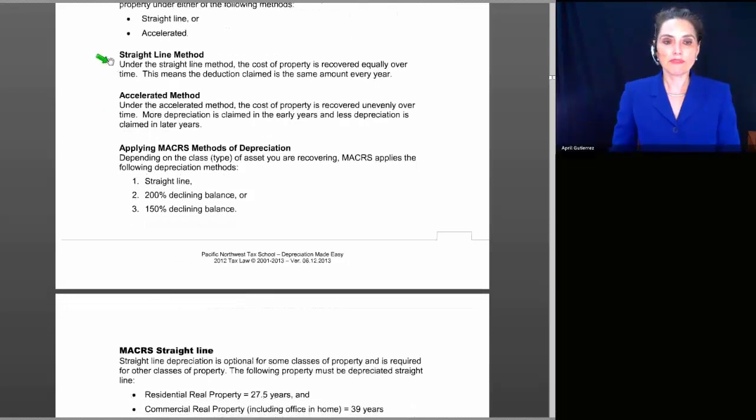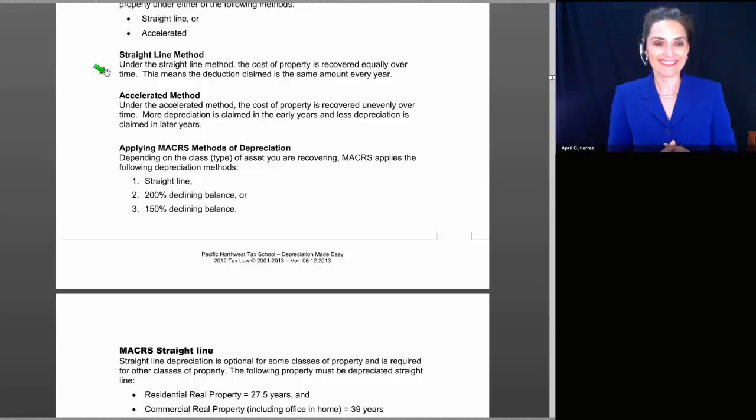Under the straight line method, the cost of property is recovered equally over time. This means the deduction claimed is the same amount every year. And so in the 3 class exercises we just went through, we used the straight line method. I used the straight line method because I hadn't taught you accelerated yet, and I wanted to keep those exercises to the point and talking only about the convention.